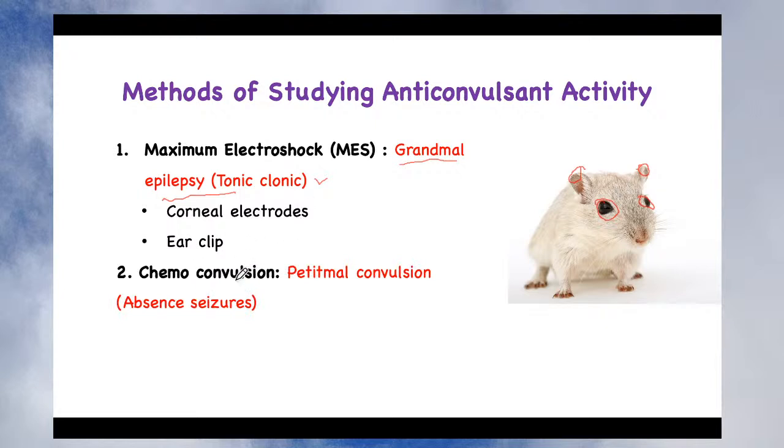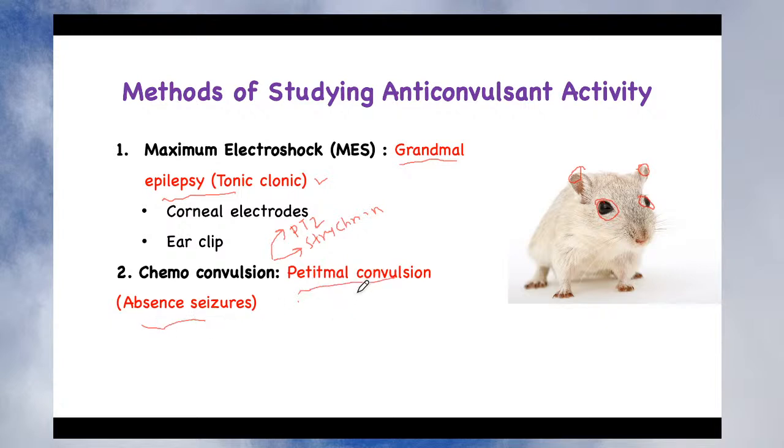The name itself indicates that in chemoconvulsion, you use a chemical to induce the convulsion. You can use different chemicals. For animal models, the well-known chemical is PTZ, also called pentylenetetrazole. You can even use strychnine to induce convulsion, which is called strychnine induced convulsion. All these models are induced after giving chemicals, so it is called chemical convulsion. All these models which produce convulsion through chemicals represent petit mal convulsion, also called absence seizure.